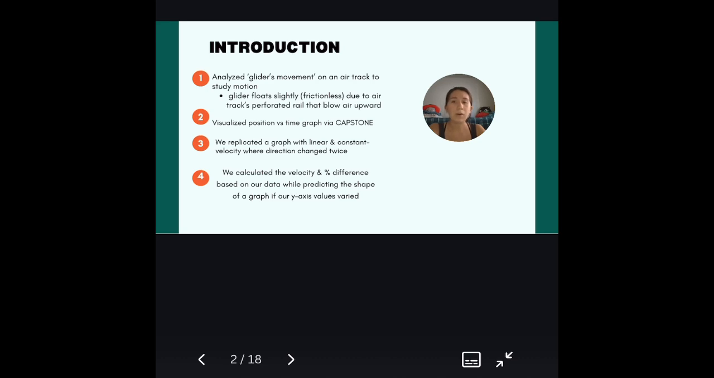The graph that we replicated showed a linear and constant velocity where our direction actually changed twice. And with our calculations, based on our data, we were able to show the numbers that we got for velocity and percent difference. And also, we made a prediction on how the shape of a specific graph that you will later on see will look like if the y-axis values were different and varied.